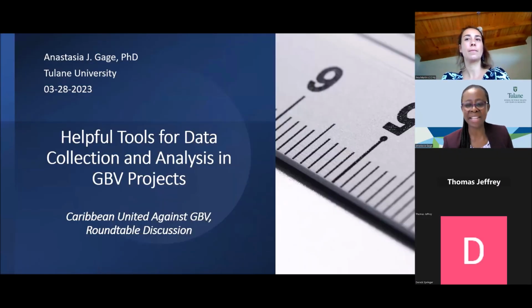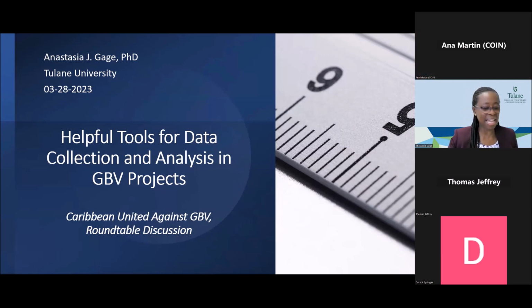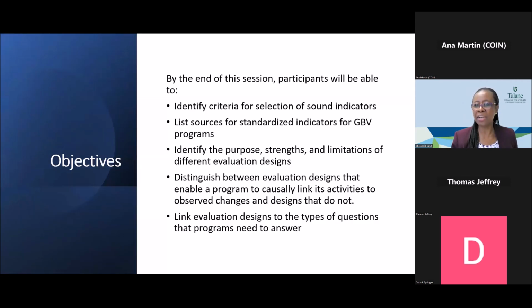So thanks, everybody. Today I'm going to talk about some helpful tools for data collection and analysis in gender-based violence projects. And what I'll do in this session is talk about criteria for the selection of sound indicators, sources where you can find standardized indicators for GBV programs. These are indicators that have been pre-tested.